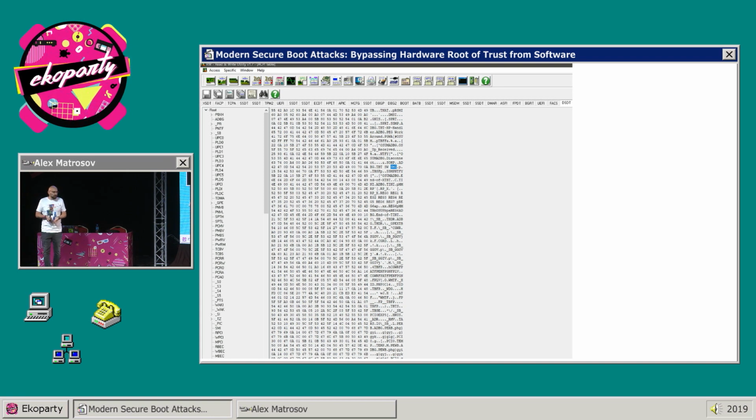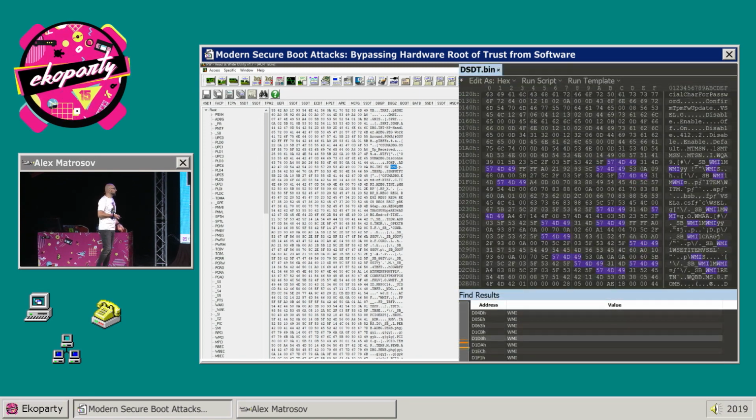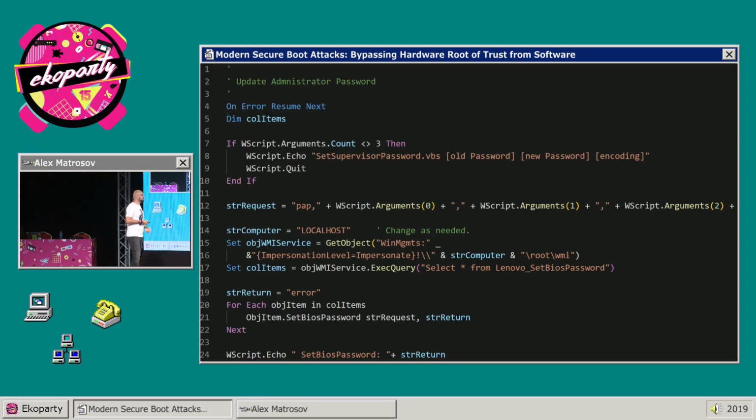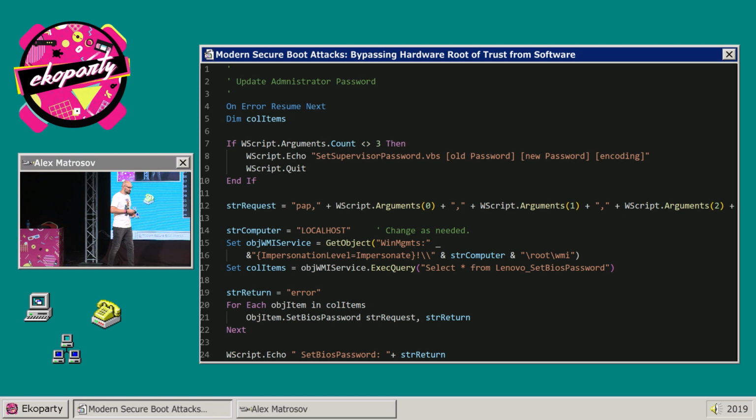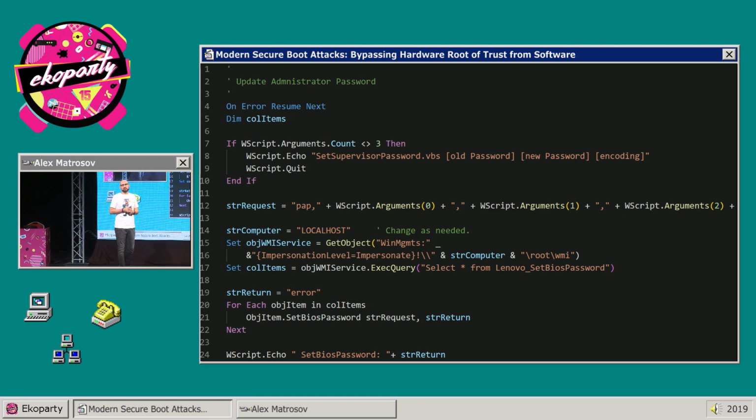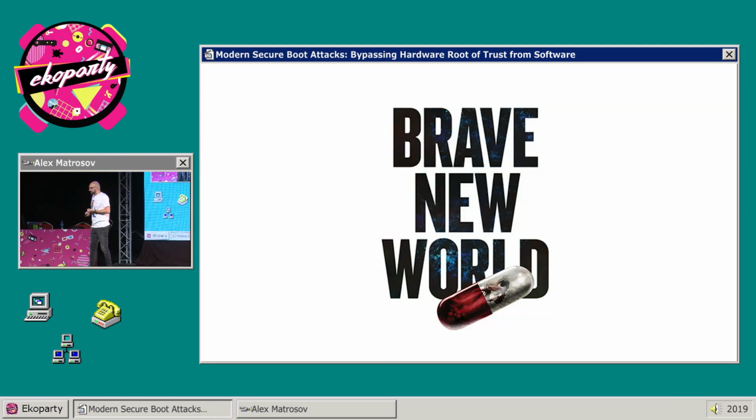And also, of course, you can find all these structures for modifying it in ACPI. Directly, if you go to the DSDT table, the ACPI table, you can find everything related to this management interface. And this is a sample script which changes the BIOS administration password from the operating system level. Scary, right?